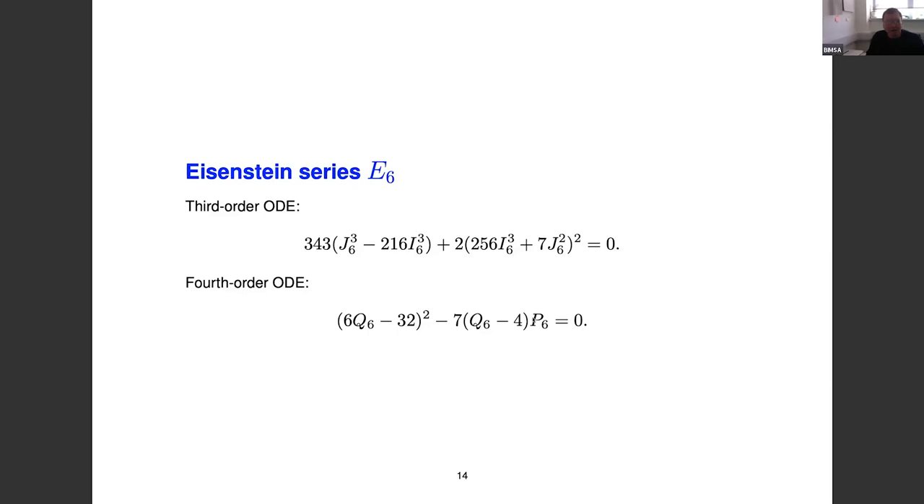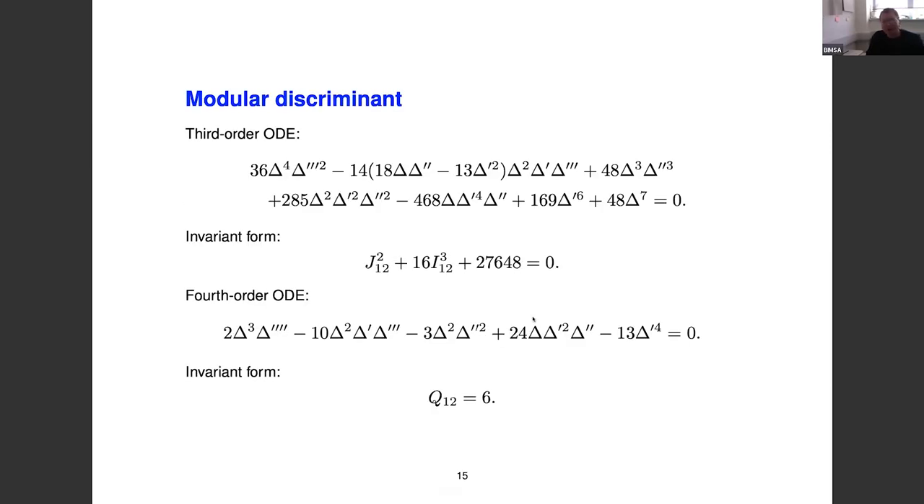Okay, so let me show you some more examples. Modular discriminant. I have discussed this before. The third order ODE for the modular discriminant delta is this. And in terms of the invariants, it's this. All right, so it's defined by the equation of an elliptic curve, right? And the fourth order ODE is this one. We discussed it before. And in invariant form, it's just this: Q12 equals 6. Remember that 12 is the weight of delta, so the subscript 12 means the weight of the modular form.